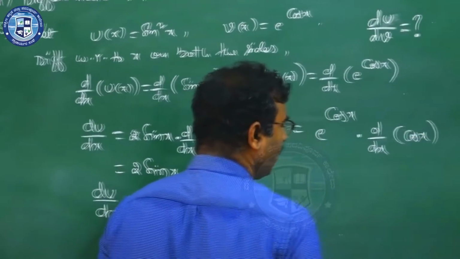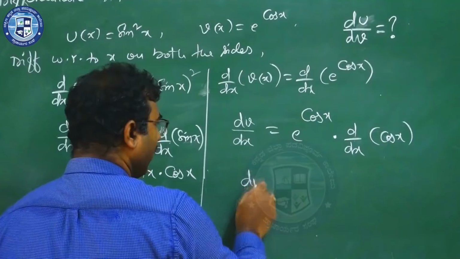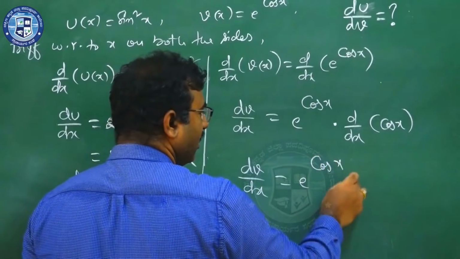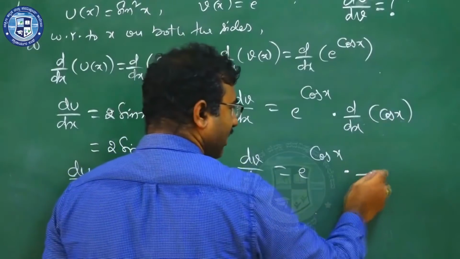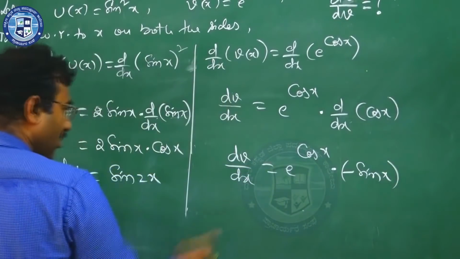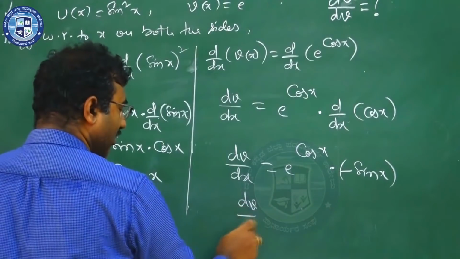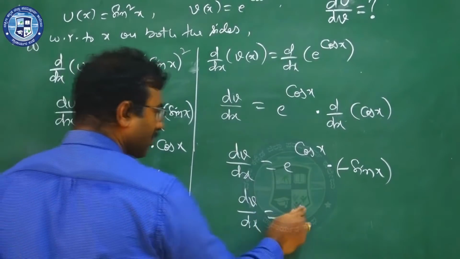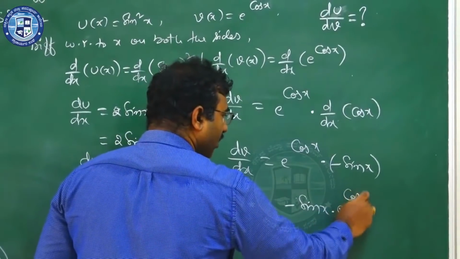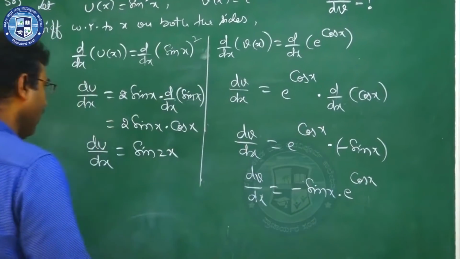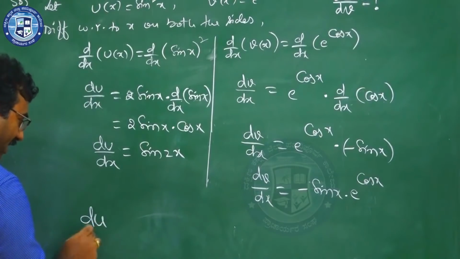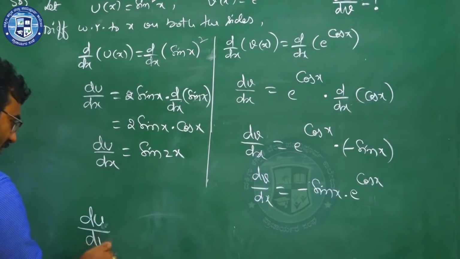So d by dx of cos x. What we are getting is dv by dx is equal to e power cos x into the differentiation of cos x, which is minus sine x. So we now have the value of dv by dx also: minus sine x into e power cos x. So finally, we need to find du by dv.